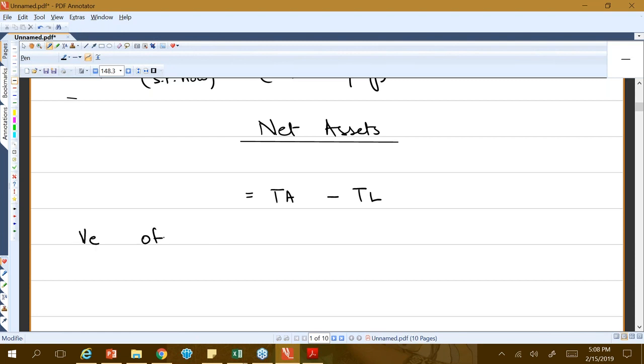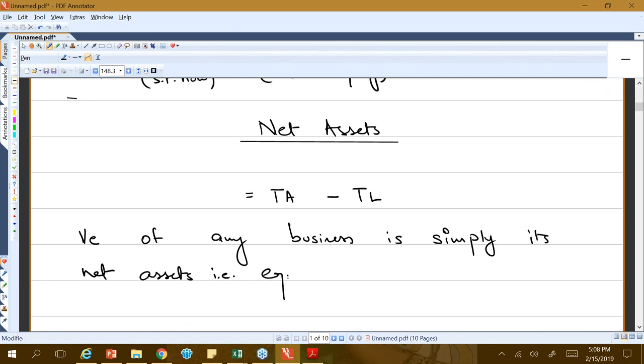The value of equity of any business is simply its net assets, i.e. equity from the SOFP. That is really, really simple. So any business's value of equity is simply its net assets, which are the equity from the SOFP.